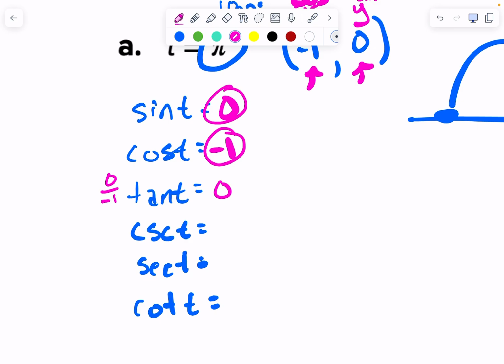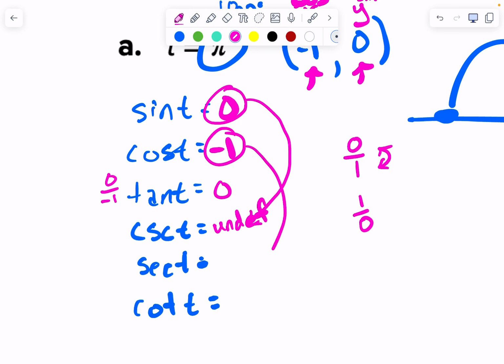Cosecant is the opposite of sine, right? Hold up. 0 as a fraction is 0 over 1, right? Now if I flip it, it will be 1 over 0. So what's the opposite of 0 over 1? Undefined, right? Do you see how that works? Cosecant will be undefined.